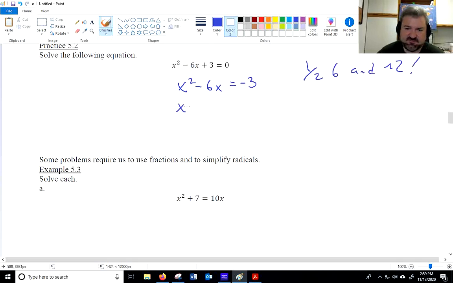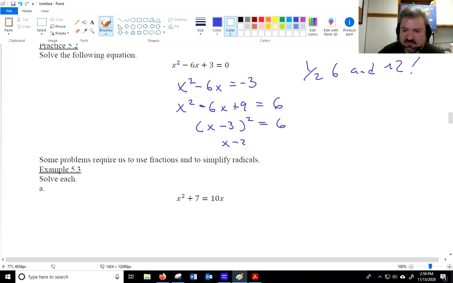So half of 6 is 3. 3 squared is 9, so I add 9 to both sides to complete the square. And then I get x minus 3, because it's going to be half of that number, which is the square root of that, but it takes this sign, squared, equals 6.